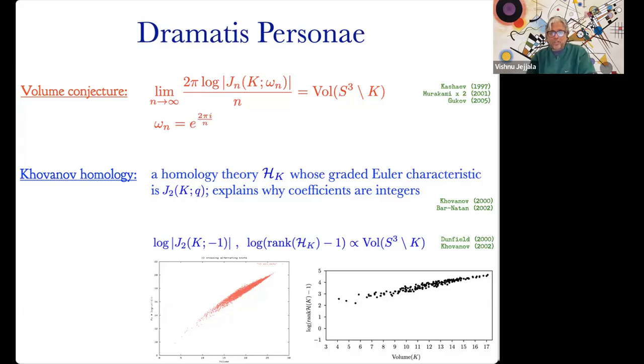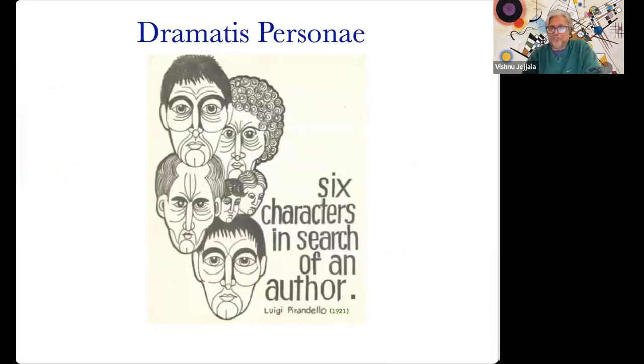One thing that was observed is that even if you look at the ordinary Jones polynomial and you evaluate it at -1, which is the root of unity suggested by the volume conjecture, you find there's some vaguely linear relationship between this evaluation and the volume. Similarly, certain quantities computed in Khovanov homology also have this relationship to the volume. So I've introduced a bunch of characters, and there's this famous absurdist play by Luigi Pirandello called Six Characters in Search of an Author. And the author I'll propose that relates some of these things together in the story is a neural network.